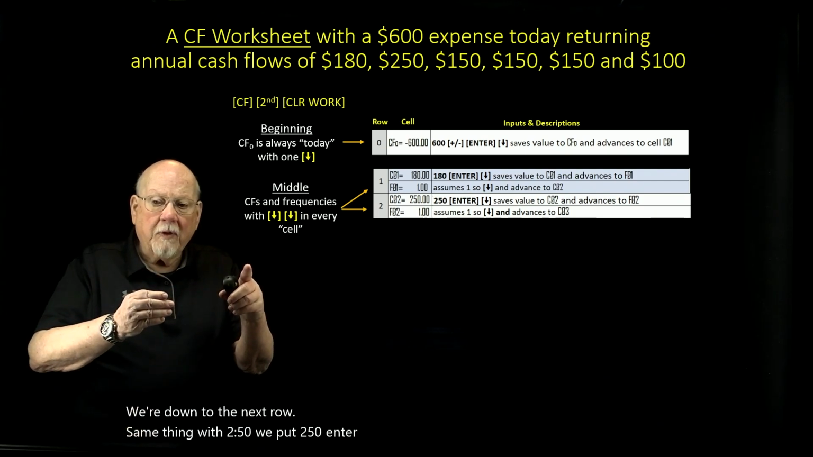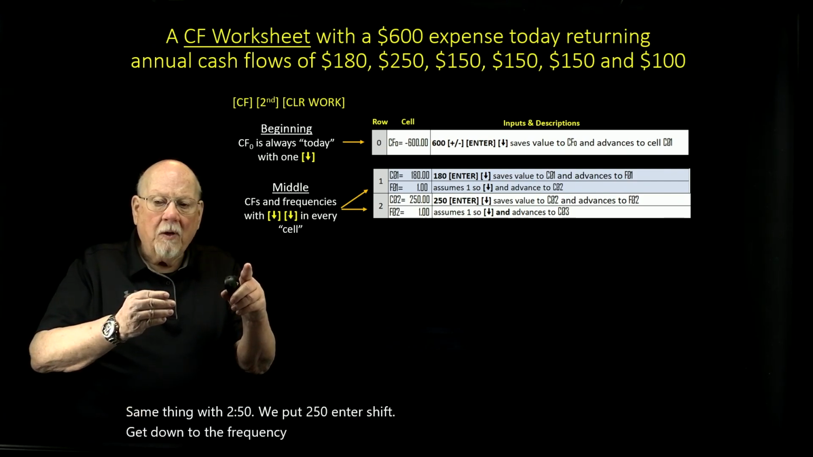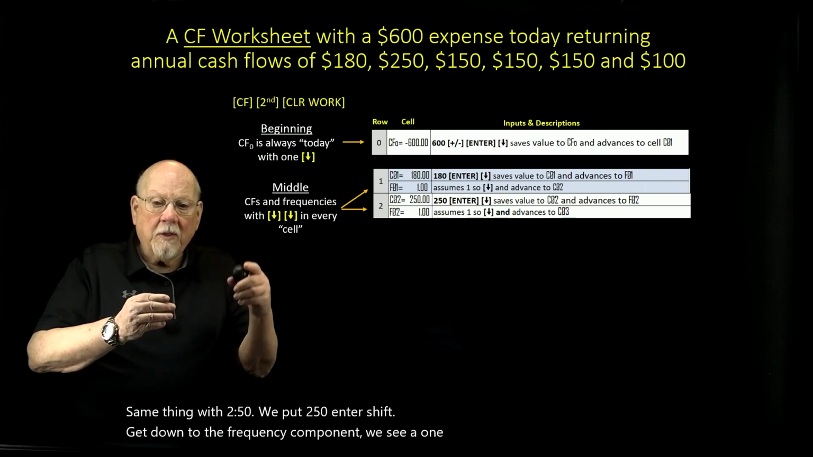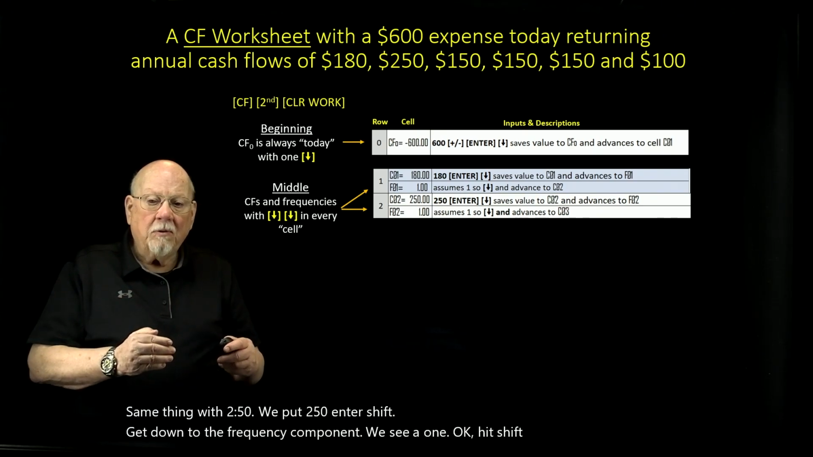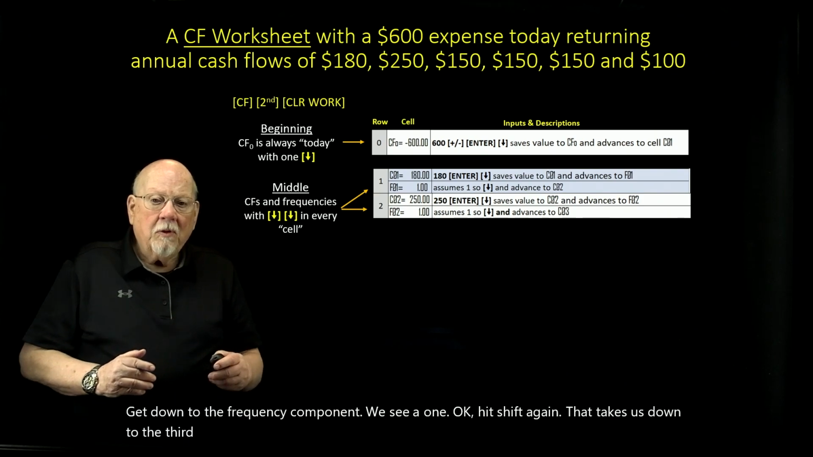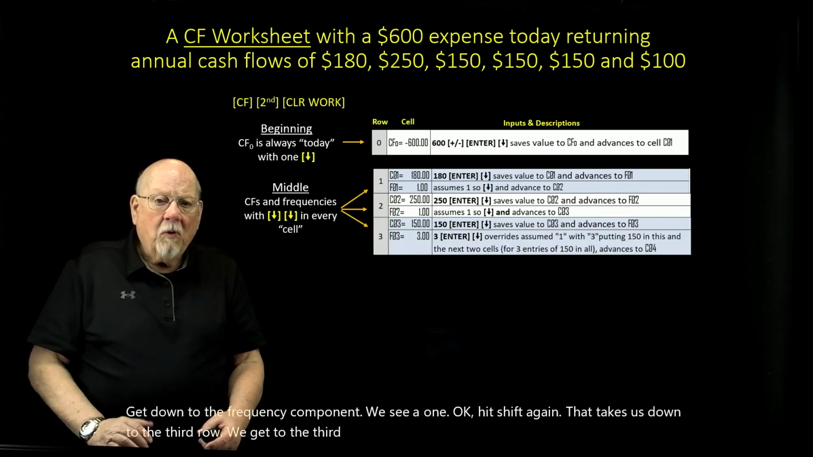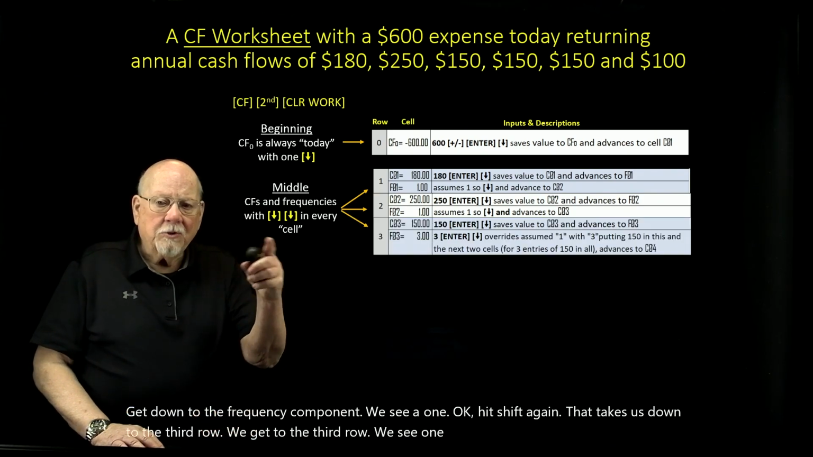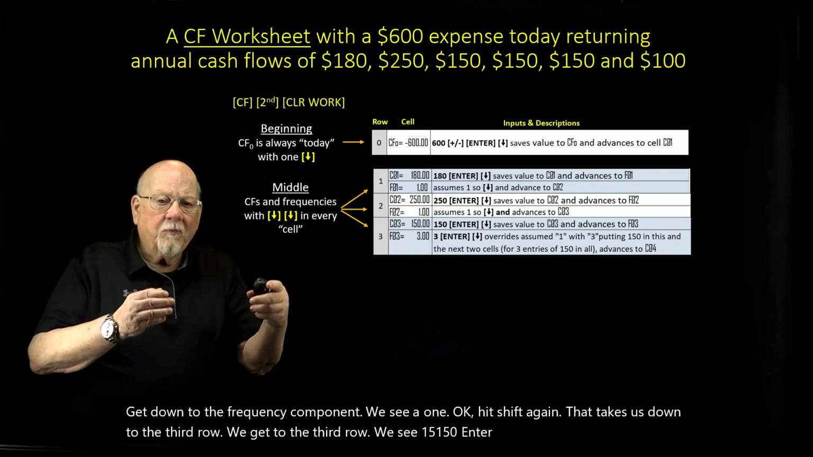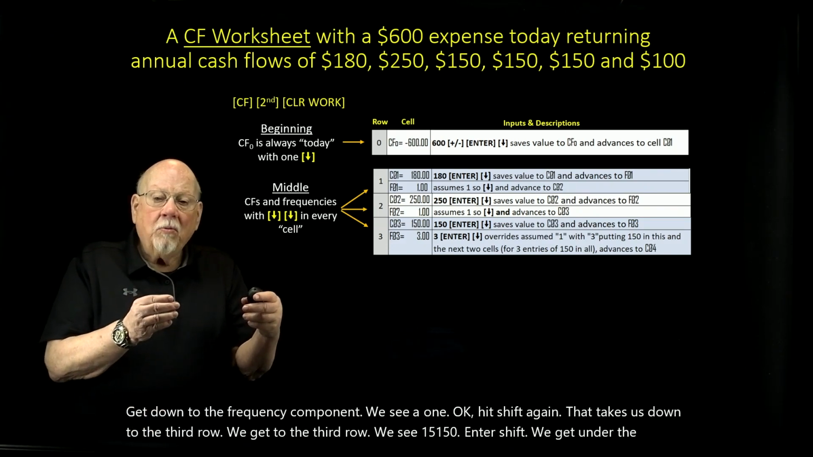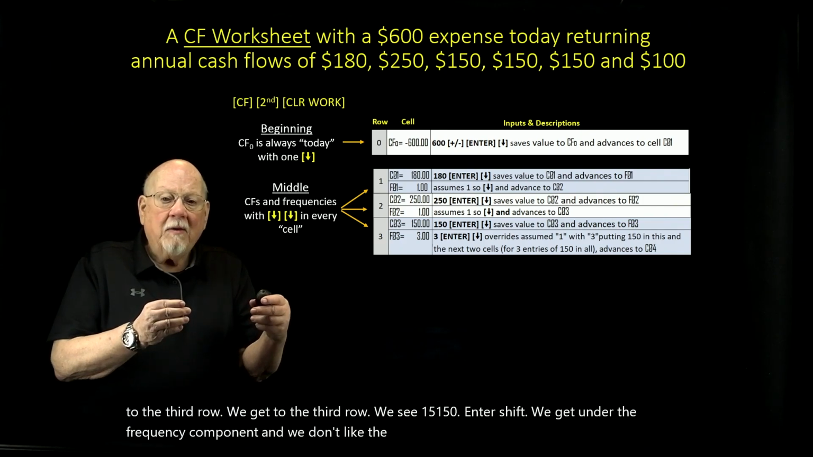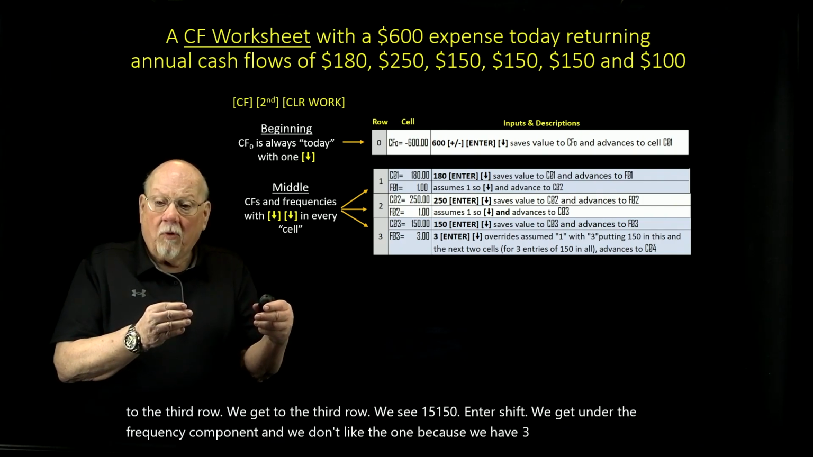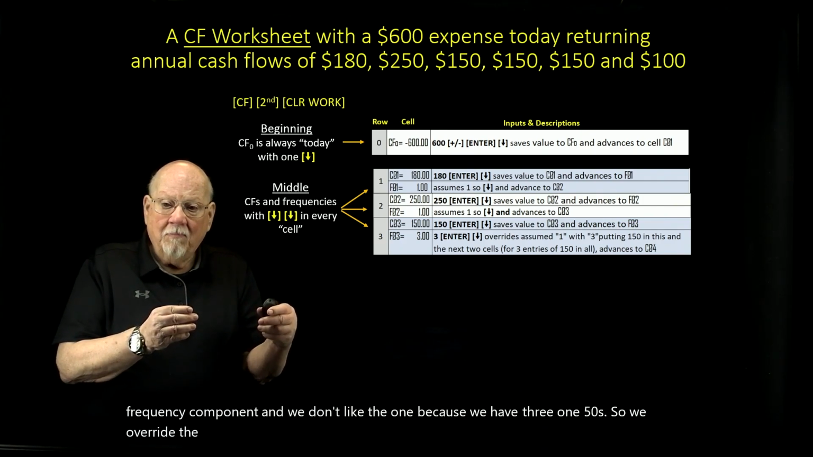We get down to the frequency component. We see a 1, it's okay. We hit shift again. That takes us down to the third row. We get to the third row, we see 150. 150, enter, shift. We get down to the frequency component, and we don't like the 1 because we have 3 150s. So we override the 1 with the 3.